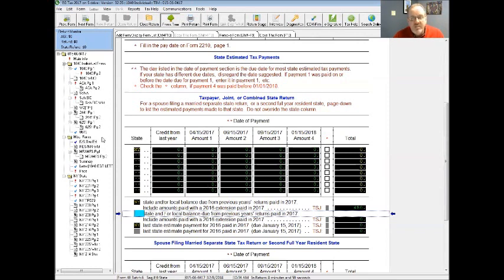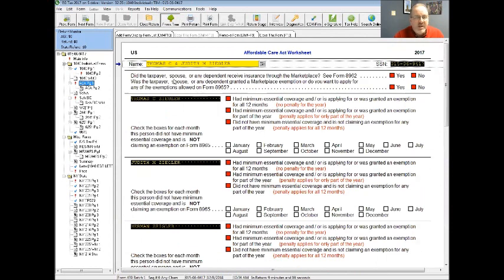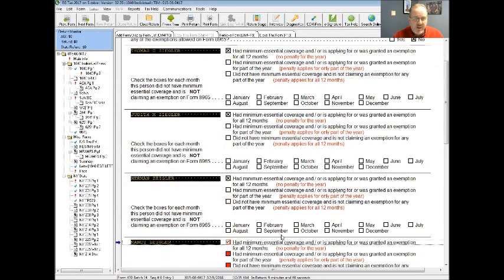And as we say here, the next bullet point says the Ziegler family had health coverage for the entire year. So on our tree on the left, we're going to go to the ACA worksheet. And our first question, did the taxpayer, spouse or any dependent receive insurance through the marketplace? All right. No, they got it from an employer. And were they granted an exemption? They didn't need one, so we're going to say no. And then we're going to take a look at it. After each one of them, there's a box that says had minimum essential coverage or is applying or granted an exemption for all 12 months. Okay, so we're going to check that off for each one of them, that they had insurance all 12 months.